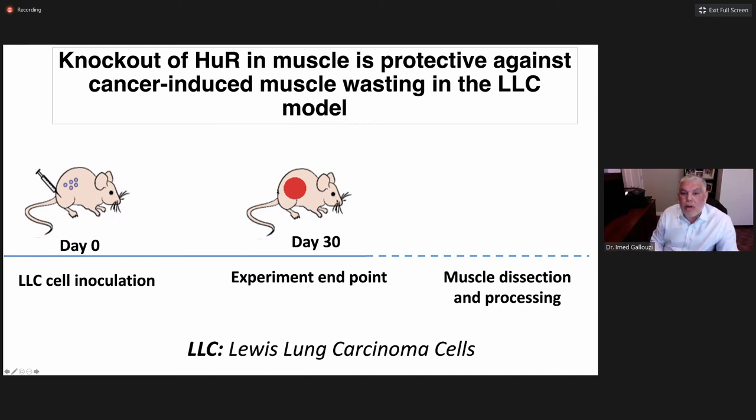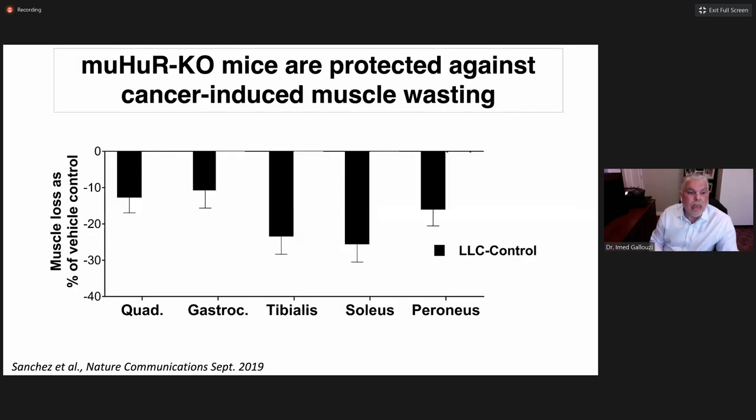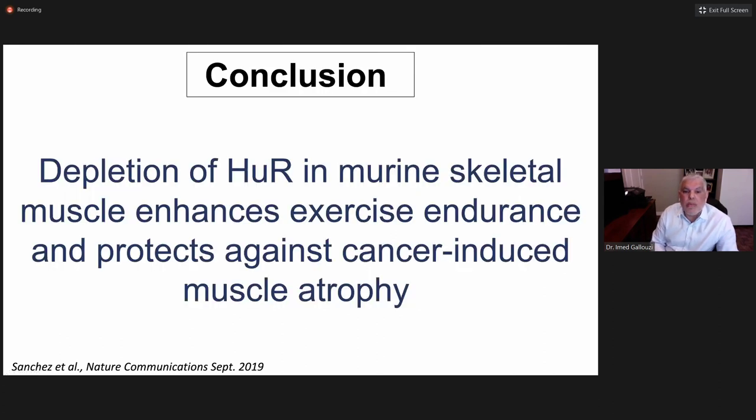Thirty days later, normally these mice really develop wasting, between 20 to 30% of their muscle mass. Here, for example, when you look at the quad, gastroc, etc., you see very significant wasting by the third to fourth week. In the absence of HuR, these muscles are significantly protected against cancer-induced wasting. So the answer, yes, HuR depletion protects against muscle wasting.